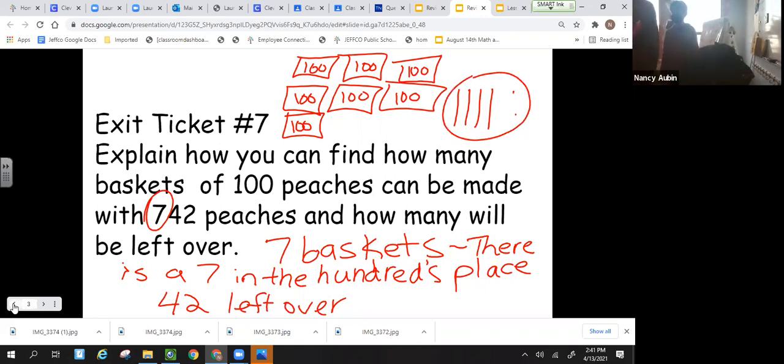So you got your exit ticket. Thanks, guys. Go ahead and fix that. You don't have much to write. 742 left over. There's a 7 in the hundreds place. When you're finished, hold up your exit ticket for me to collect it.